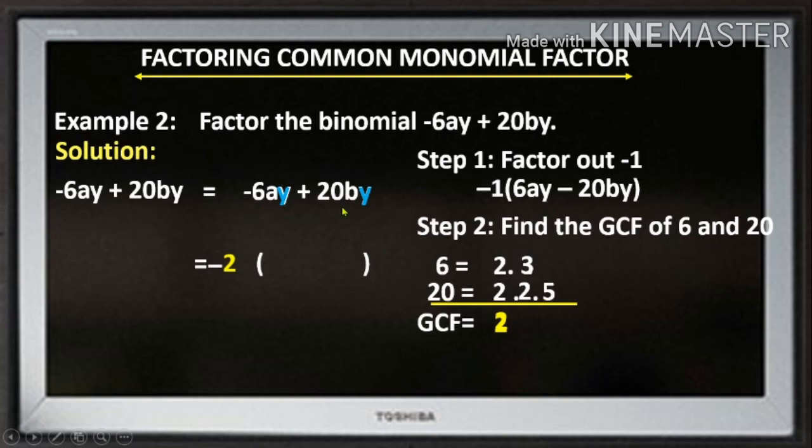Now let's look at here. Y is common to the first term and also to the second term. So that's why Y is also a common factor. So the common monomial factor of this polynomial is negative 2Y. Then we divide the first term, negative 6AY, by negative 2Y. The quotient is positive 3a, and the quotient of positive 20by and negative 2y is negative 10b.